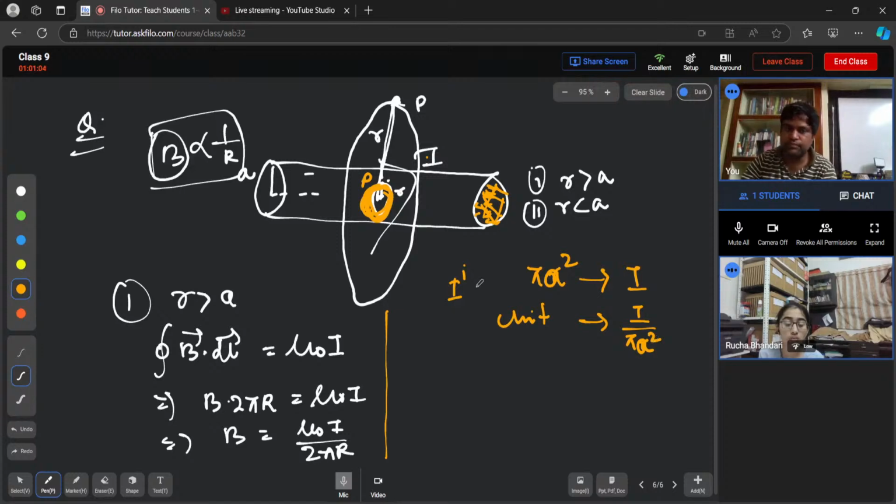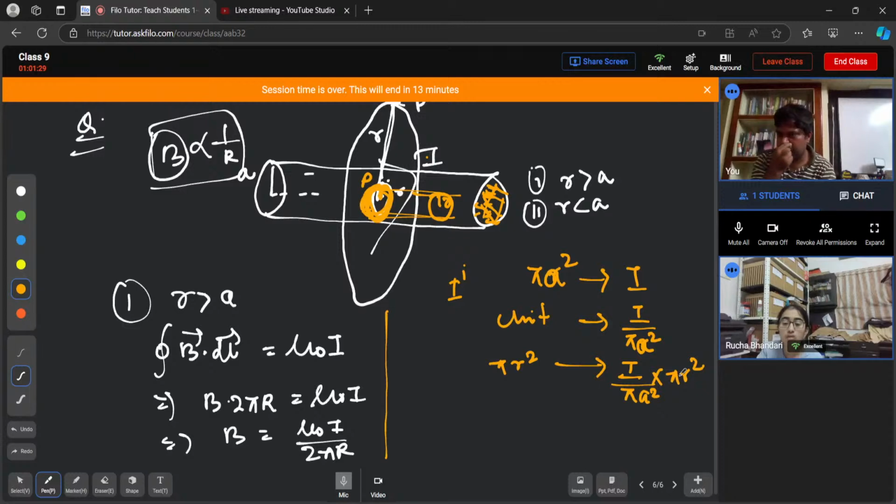Now for a small radius r inside the conductor, this one is the inside conductor that we have taken, radius r smaller, right? So for that area, pi r square, what will be the current? I by pi a square multiplied by pi r square.